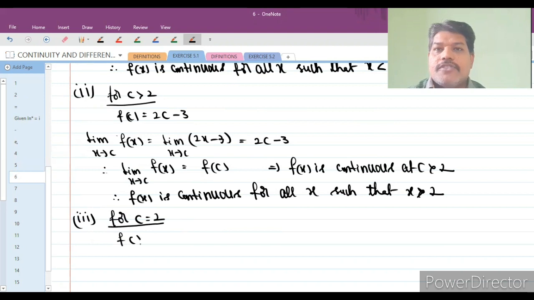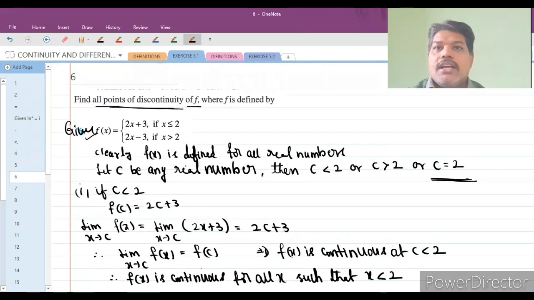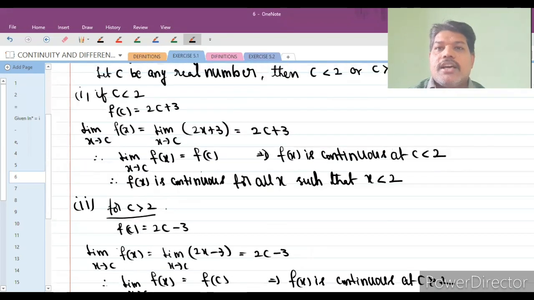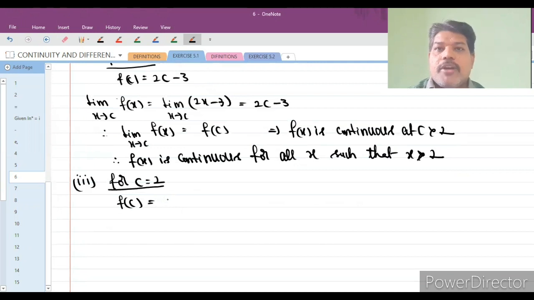f of c is equal to... For c equal to 2, I already told that f of c value will become 2c plus 3. Why? Because c is equal to 2, so automatically f of c will become 2x plus 3. That means f of c is 2c plus 3.